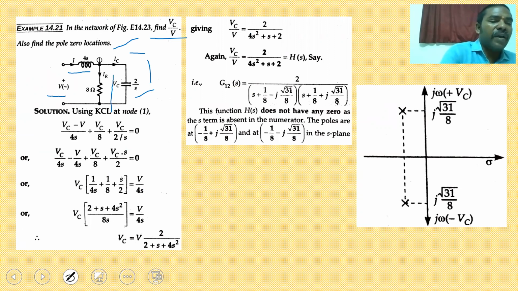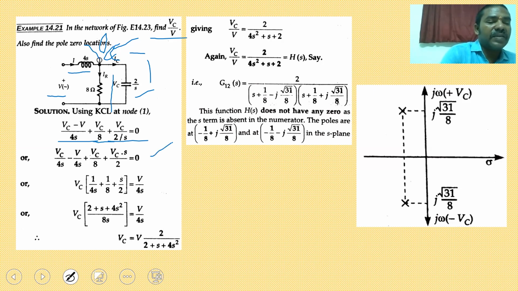So V is the node voltage. So Vc minus V divided by 4S, so this is your first current. So Vc by 8 is one current, and Vc by 2S is your another current. So whatever the node voltage is, same as your Vc only. So finally the value we are getting is Vc by 4S minus V by 4S plus Vc by 8 plus Vc into S divided by 2 is equal to 0.